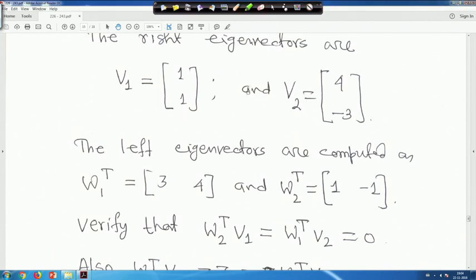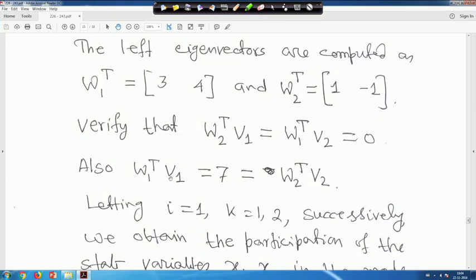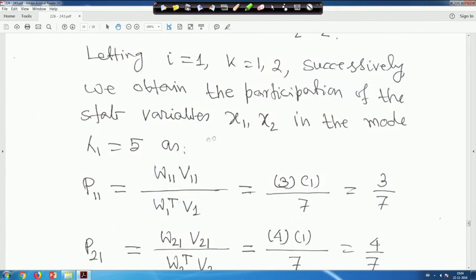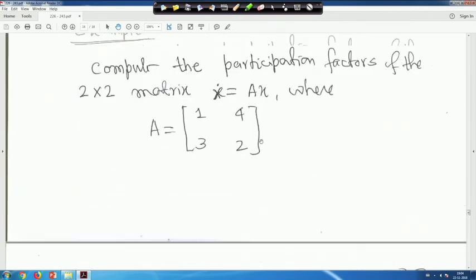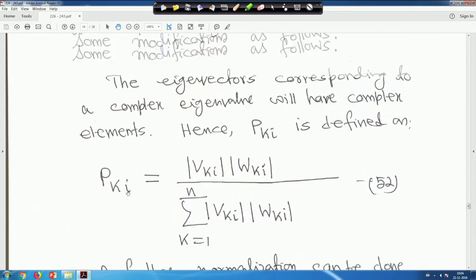Of course, you know this. Now to verify, W1 transpose V1 is equal to 7, equal to W2 transpose V2. You can do it, you will get 7. Now, letting i equal to 1 and k equal to 1, 2, we successively obtain the participation of the state variables x1 and x2 in the mode lambda 1. You take the expression for p_ki.